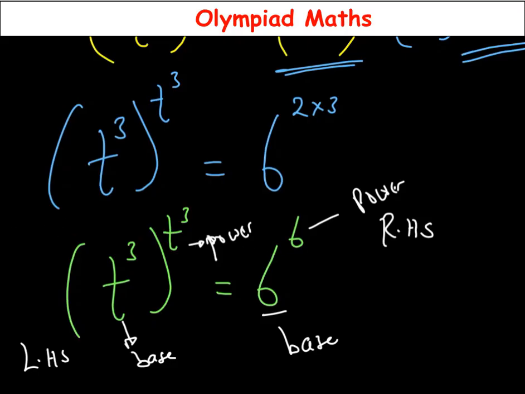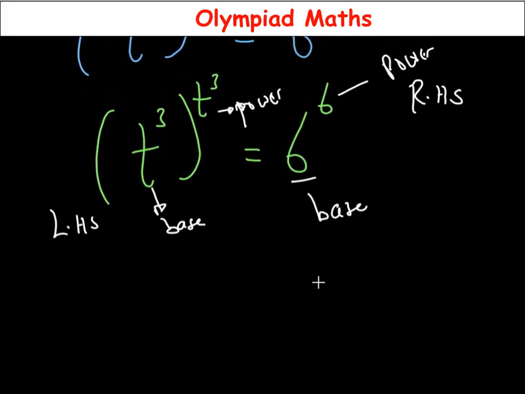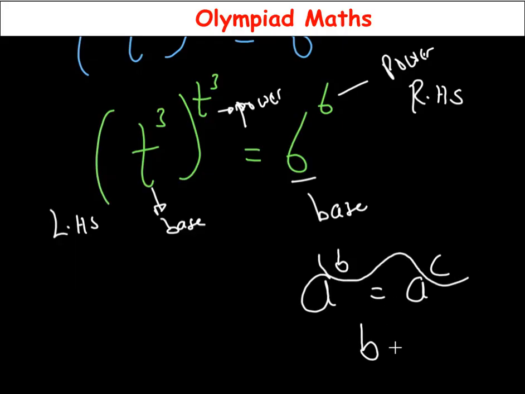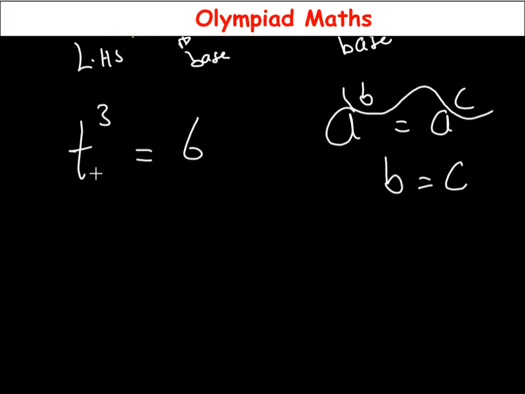Since that is done, the next thing we're going to do is to apply this principle: since we have a raised to power b is equal to a raised to power c, since the bases are equal, we can simply compare the exponents such that b is equal to c. So in this case, we compare the powers such that t raised to power 3 is equal to 6. To solve for the value of t, we are going to multiply both sides with power 1 over 3 to eliminate 3 from here.